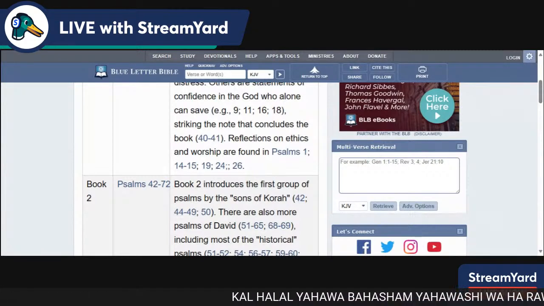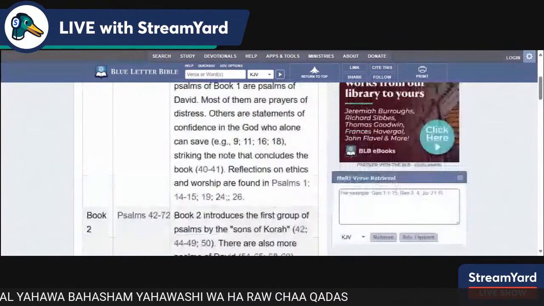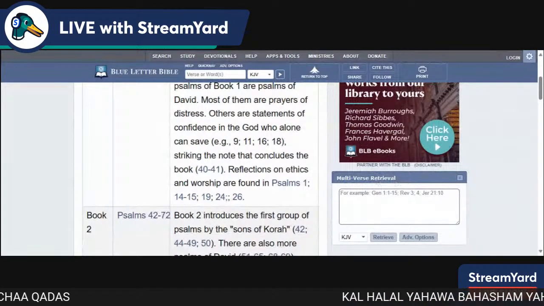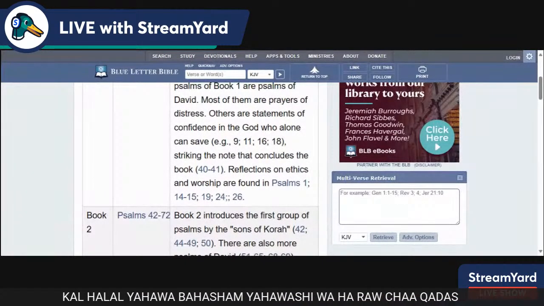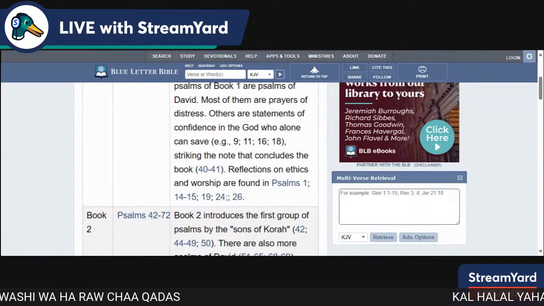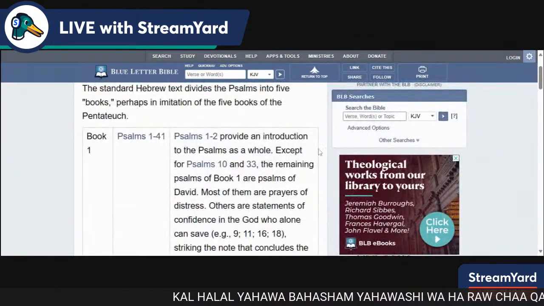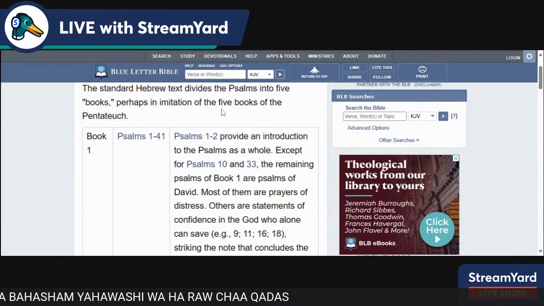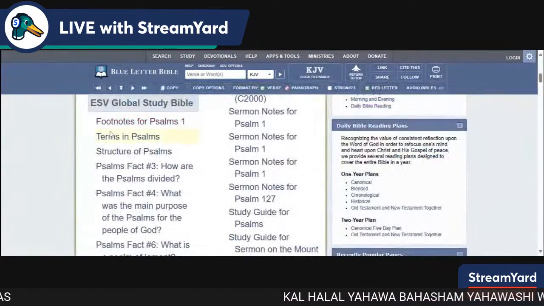I'm not going to read the other ones because there are 41 Psalms. Right now this is just an exploration of the structure and what the Psalms have to offer. We know this is the word of the Most High, but we're just doing a very small, short little analysis. It says Psalms 1 and 2 provide an introduction to Psalms as a whole, so let's read Psalms 1 and 2 so we can get that experience.